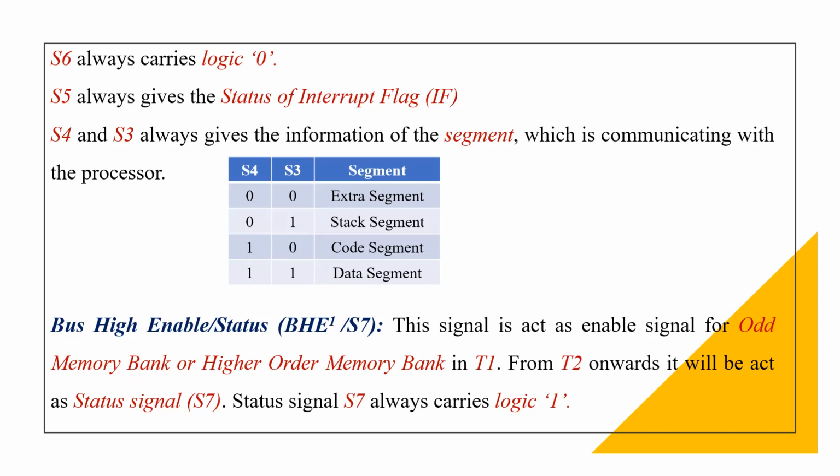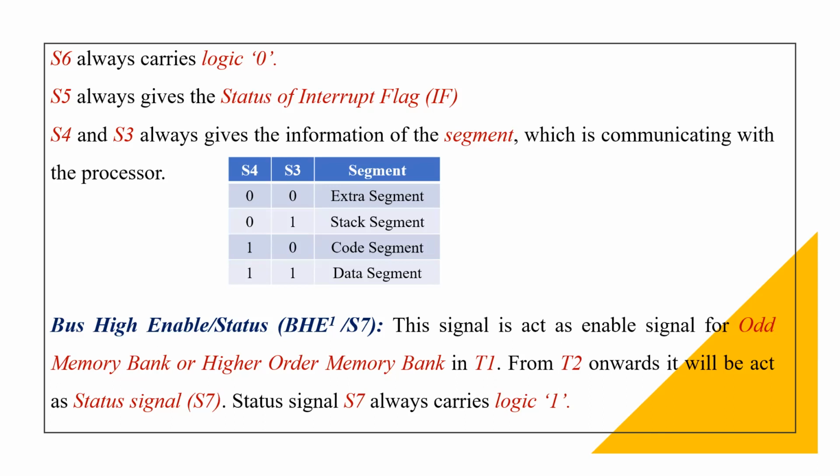But at any instant of time, our processor is able to communicate with one memory location. That memory location comes under which category? It is either in the data segment, or in the code segment, or in the stack segment, or in the extra segment. That information can be provided by these status signals S4 and S3.